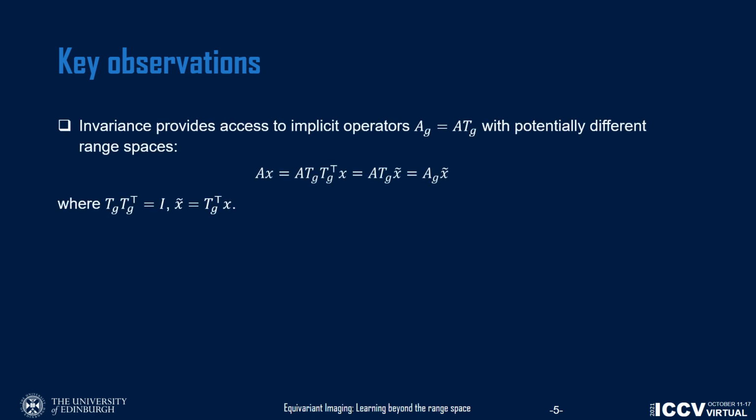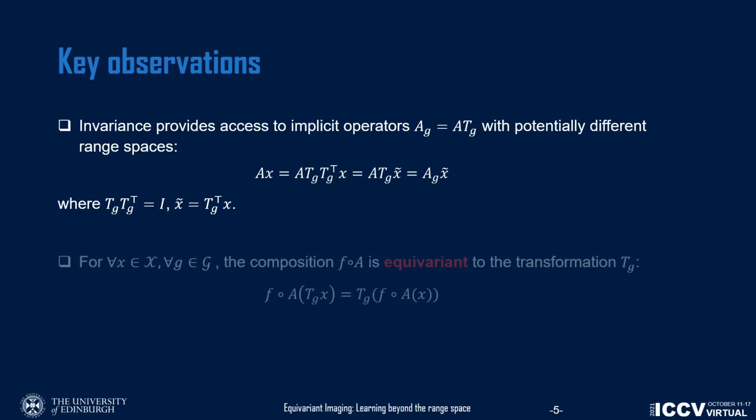Based on the mild low dimensionality and invariance assumption, we have the following key observations. First, invariance provides access to implicit operators A_g equals A T_g with potentially different range spaces, where the orthogonal matrix T_g is a transformation matrix. Second, for any x in the signal set and any transformation in the group, the composition f and A is equivariant to the transformation T_g. This is very important because it tells us which properties the reconstruction function should have. It also derives our equivariant imaging algorithm.